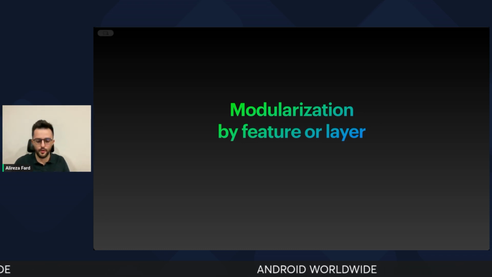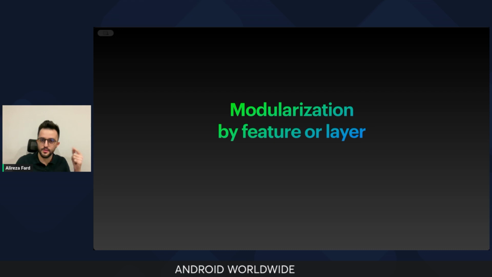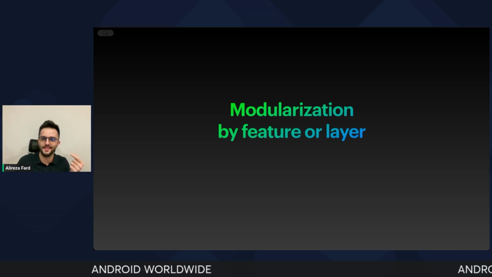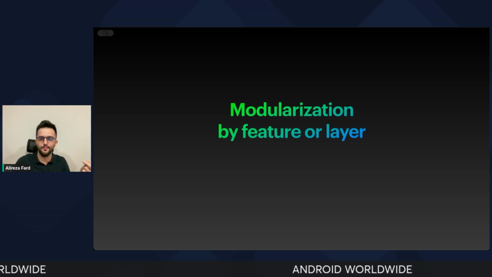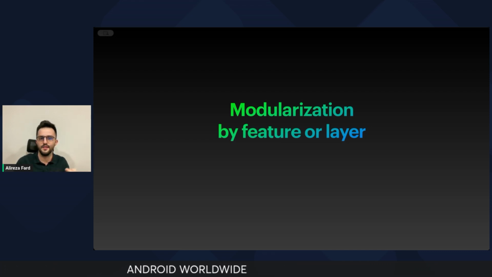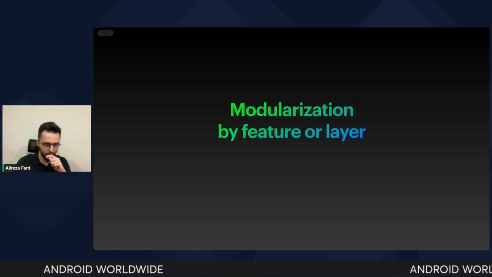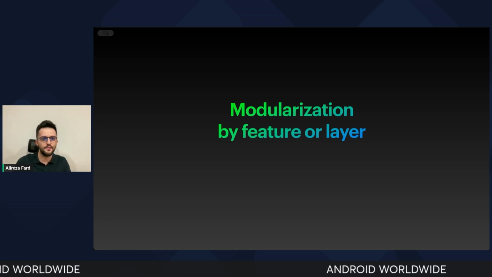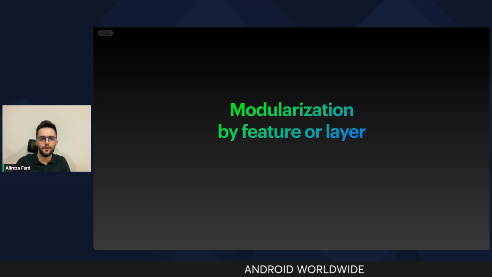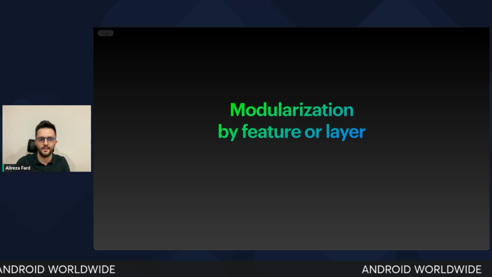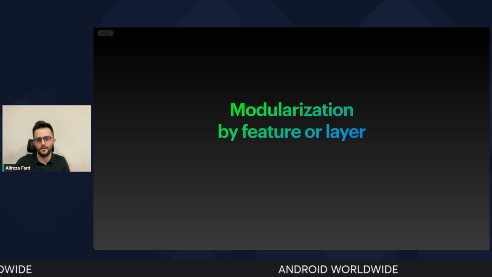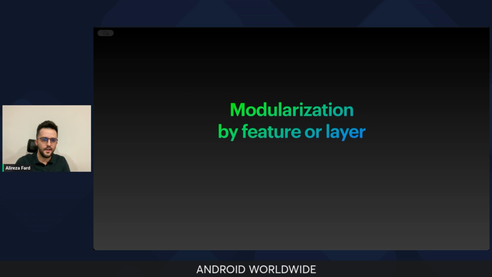Modularization by feature or by layer. One of the most controversial things in Android, or any mobile application, is: should we modularize our application based on layer or based on feature? In the old days, we had one app module, and inside of that app module, we separated our app based on presentation, domain, and data layer. And imagine we are using clean architecture for that.